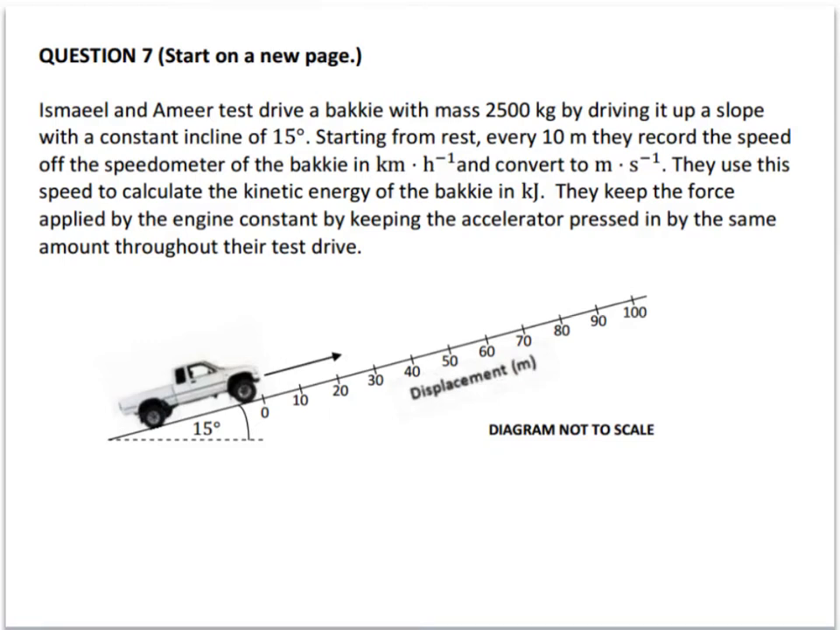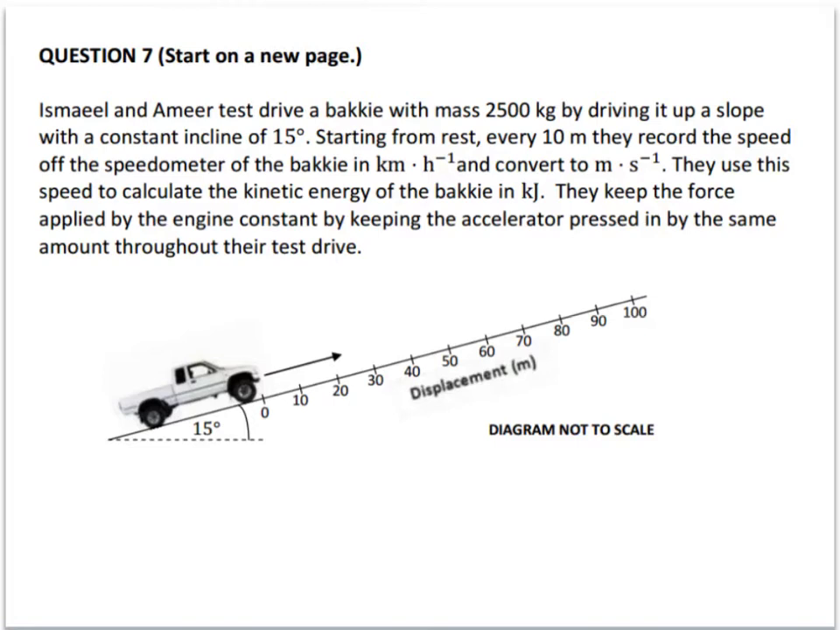Question 7 is a mixture of various different bits of physics. We have an object on an inclined plane, in this case a bucky on a slope. We have forces acting on this bucky, and we have work done and the work energy theorem. So there are various pieces that we're going to need to tackle in order to solve this question correctly. Let's read through the question first.